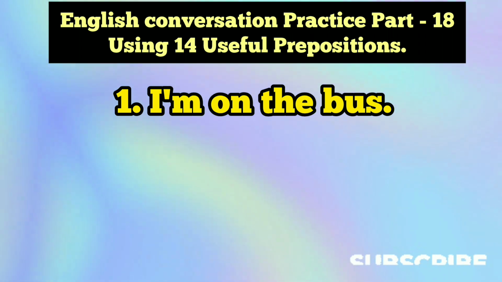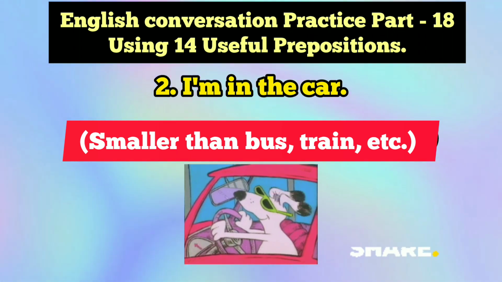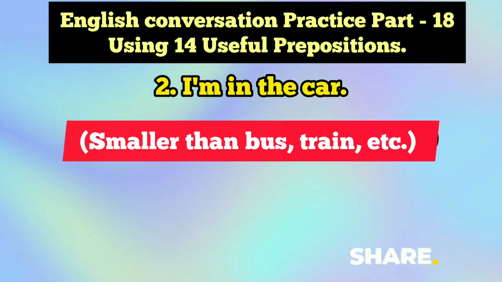So let me move on to the next one. As you see, the next one is I am in the car. So here I cannot use on because I'm talking about car. A car is much smaller than a bus or train. So in case of a smaller mode of transportation, we have to use in. So I am in the car, but I am on the bus.